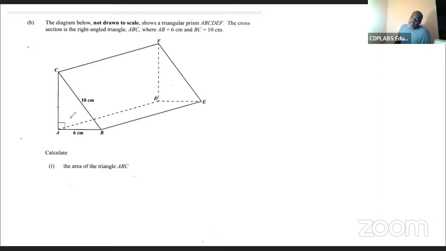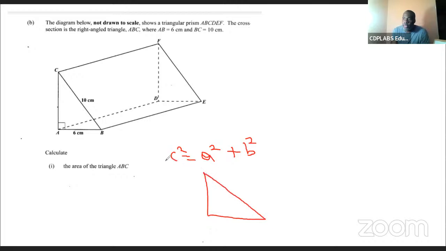Now, to find the length of that side, there's a theorist by the name of Pythagoras. And here they call it the Pythagoras Theorem. The Pythagoras Theorem says that c squared is equal to a squared plus b squared. Now, when the triangle is concerned, this formula is only used with right angle triangles.